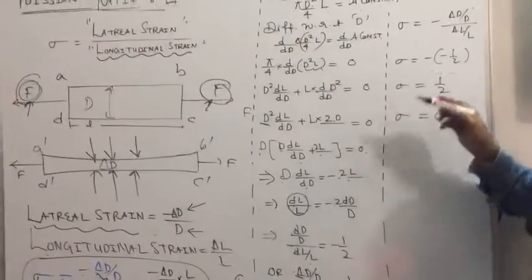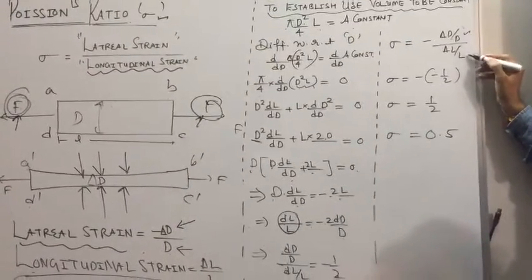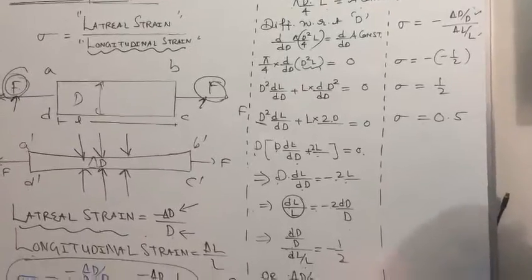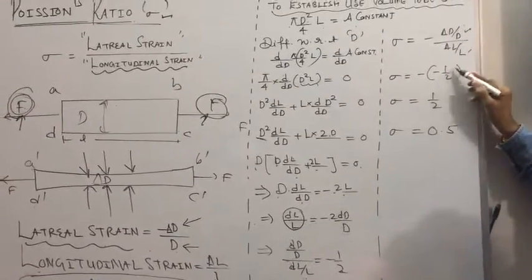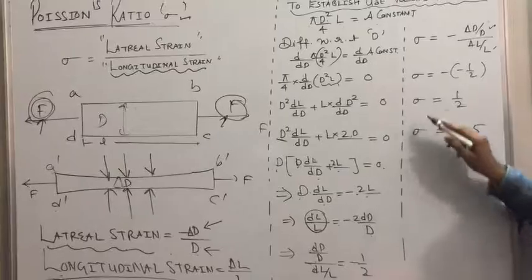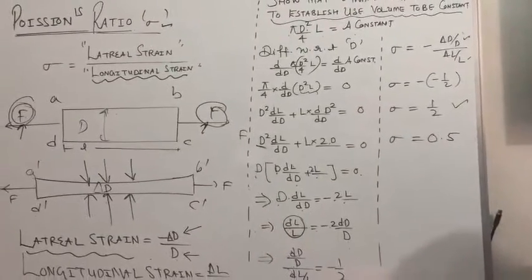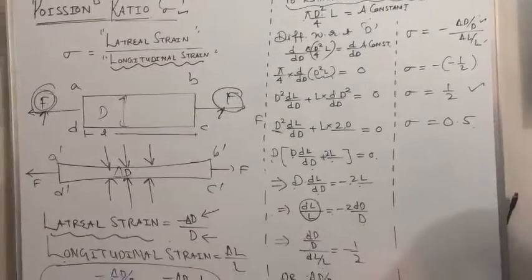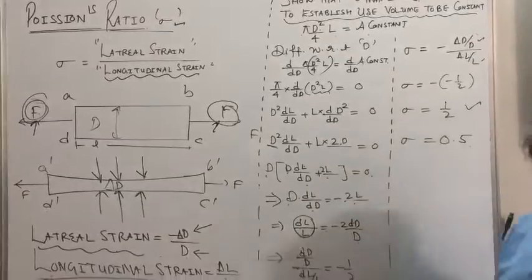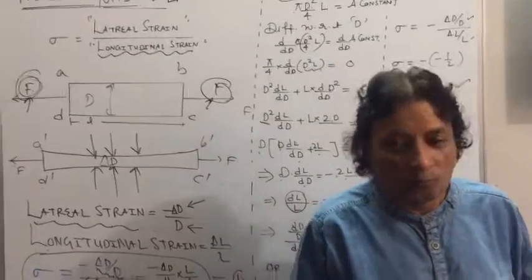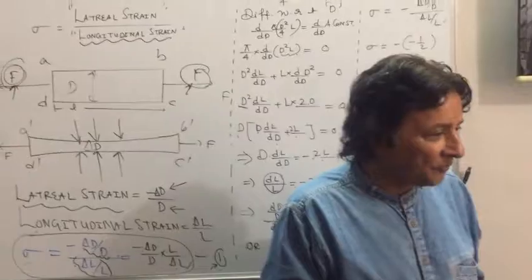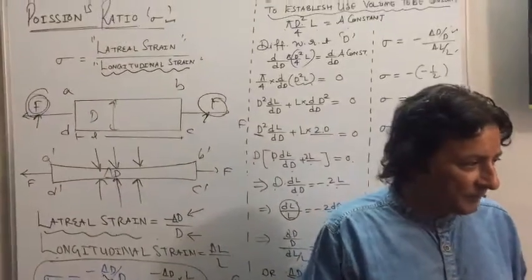By definition, sigma equals minus delta d by d upon delta L by L. So sigma is equal to minus of minus half. So sigma is 1 upon 2, that is, sigma is 0.5. So students, the maximum value of Poisson's ratio is 0.5. Any question? No. Thank you.